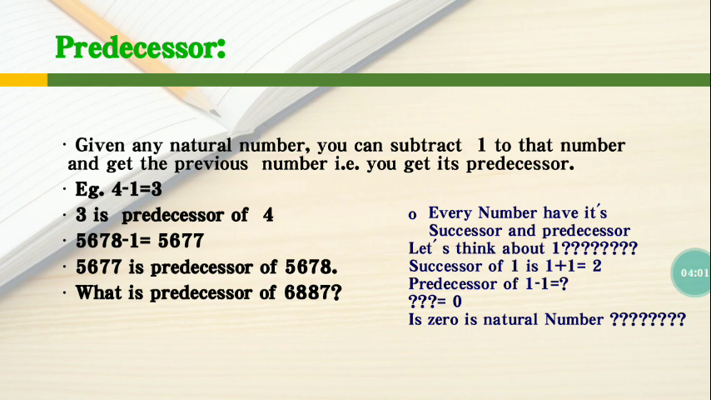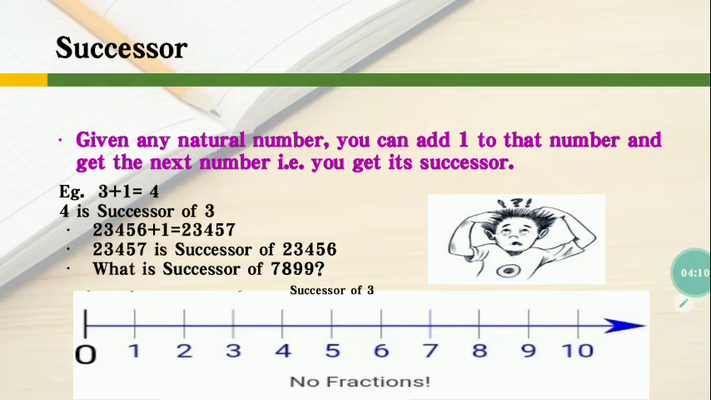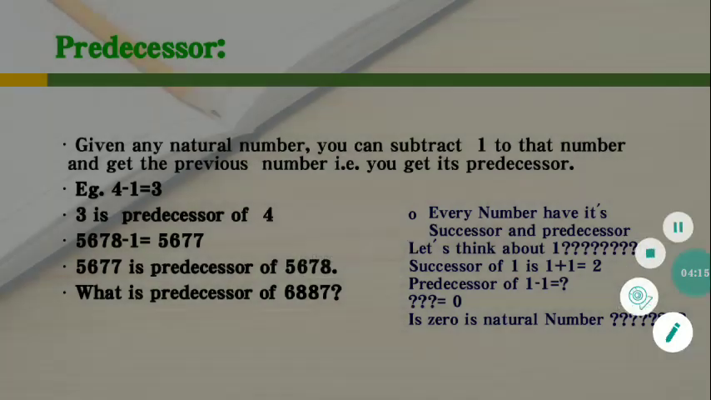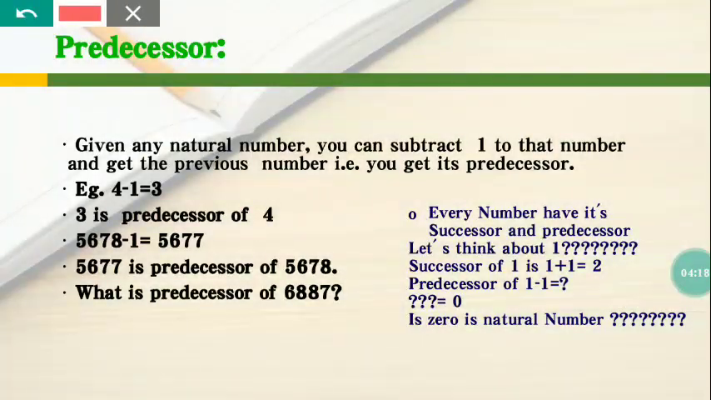So let's think about 1. Next, successor of 1 is 1 plus 1 equal to 2. But what about predecessor of 1? Predecessor of 1 means 1 minus 1. 1 minus 1 means 0. 0 is not a natural number, that means predecessor of 1 does not belong to natural numbers. So in which category does it fall? We can say that 0 belongs to whole numbers.